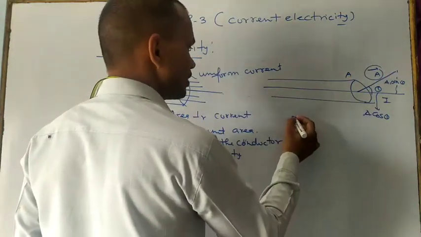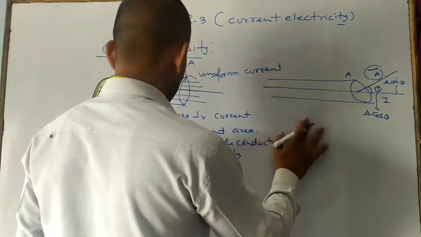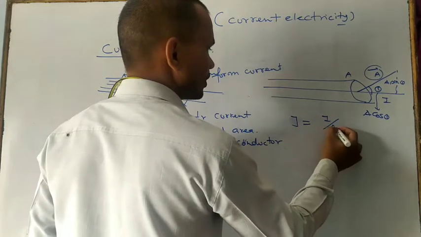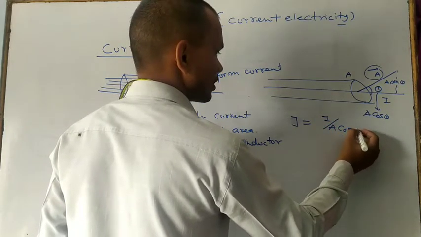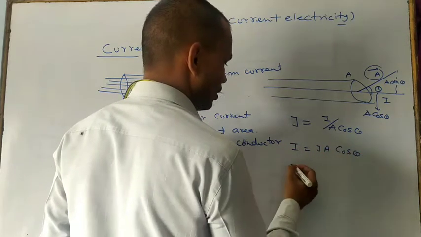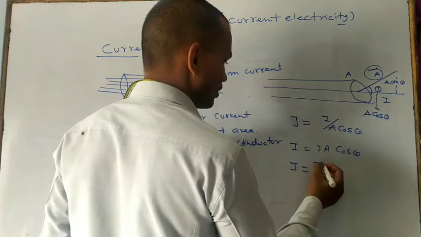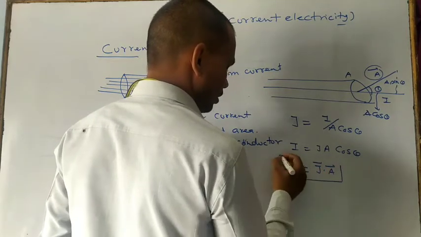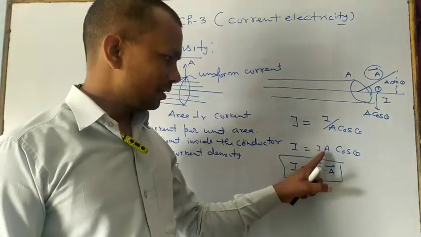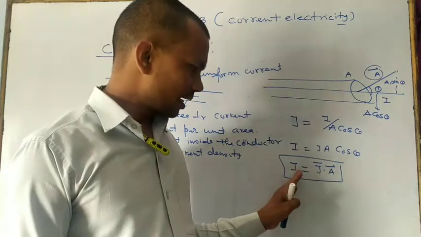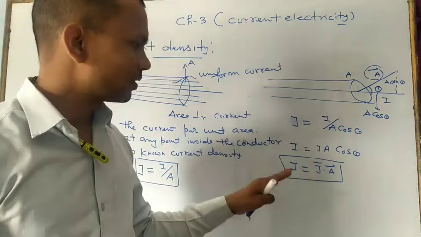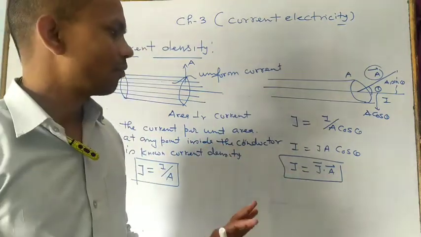So in that case, current density J is equal to I by A cos theta. Or we can write I equal to J A cos theta, or we can write I equal to vector J dot vector A. Now here you have to see what we have written. This is a vector and this is also a vector, means current is the scalar product of the two vectors, and this also proves that electric current is a scalar quantity.